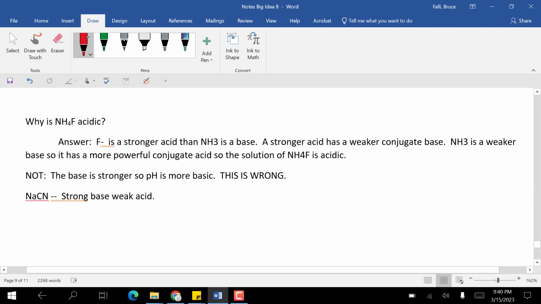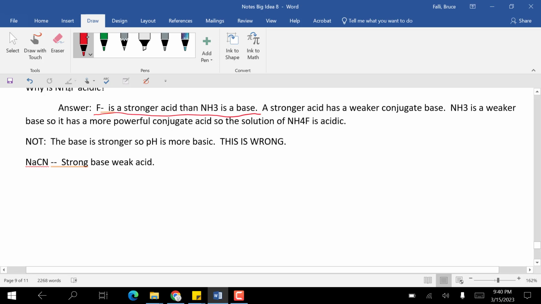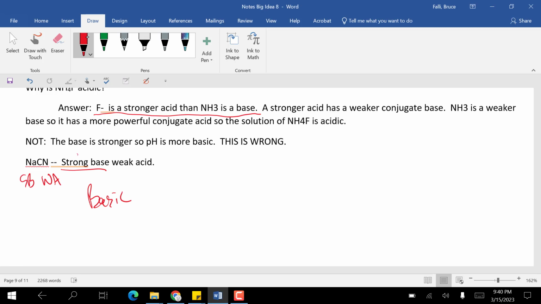Why is NH4 acidic? Answer: HF is a stronger acid than NH3 is a base. A stronger acid has a weaker conjugate base. NH3 is a weaker base, so it has a more powerful conjugate acid, so the solution of NH4F is acidic. Note: the base is stronger, so the pH is more basic. This is wrong, no points. NaCN comes from a strong base. CN negative comes from a weak acid, so it's going to be basic. Now, if it's multiple choice, you can just say strong base is going to be basic. But a lot of times they ask you why.